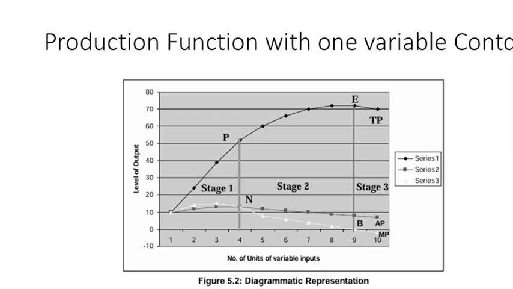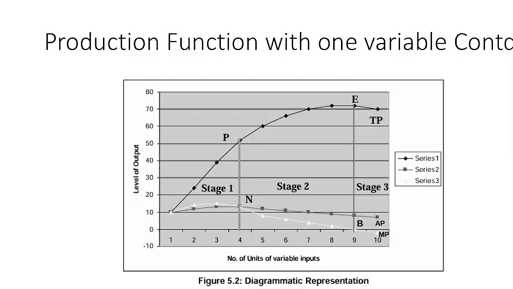Okay, in this stage, the variable factors are varying at a larger rate as compared to the fixed factor inputs. Here the fixed factor inputs remain the same, and the proportion of fixed factor is greater than the quantity of variable factors. The producer increases the quantity of variable factor.